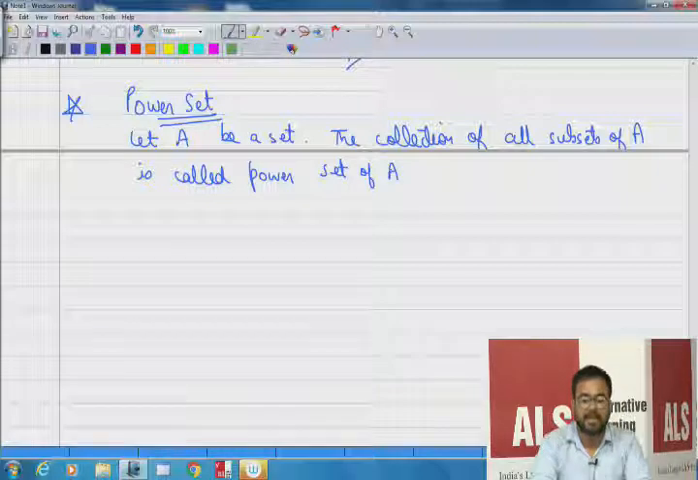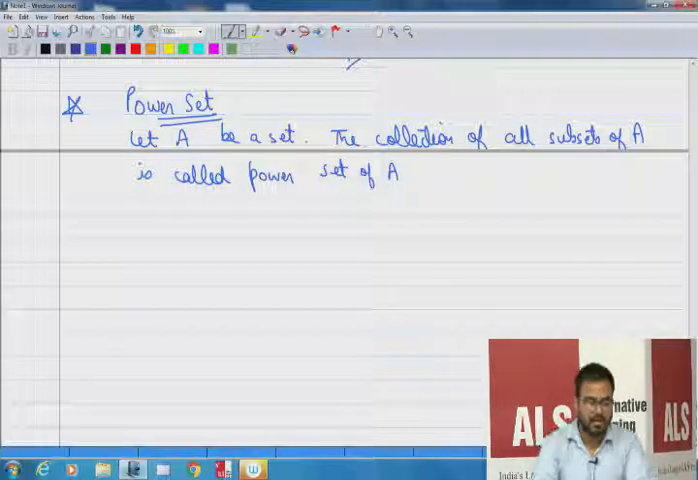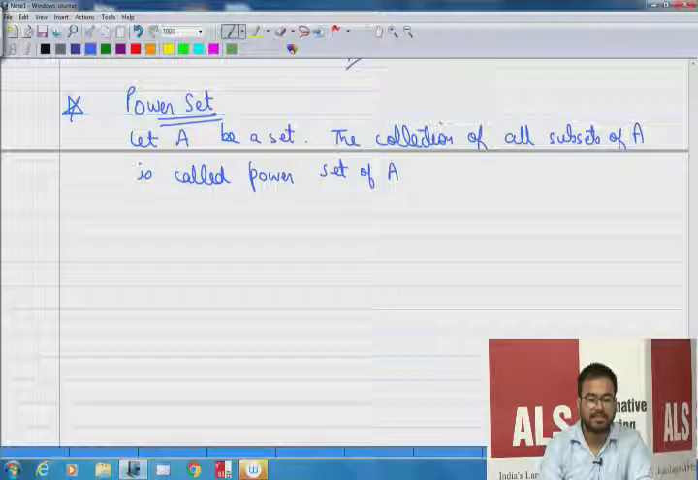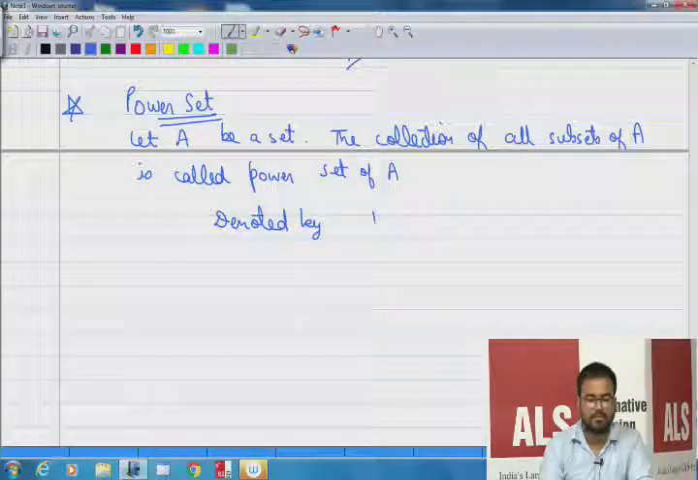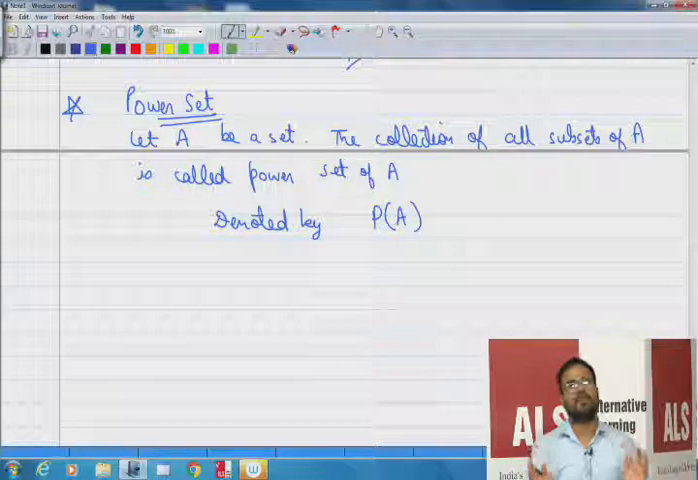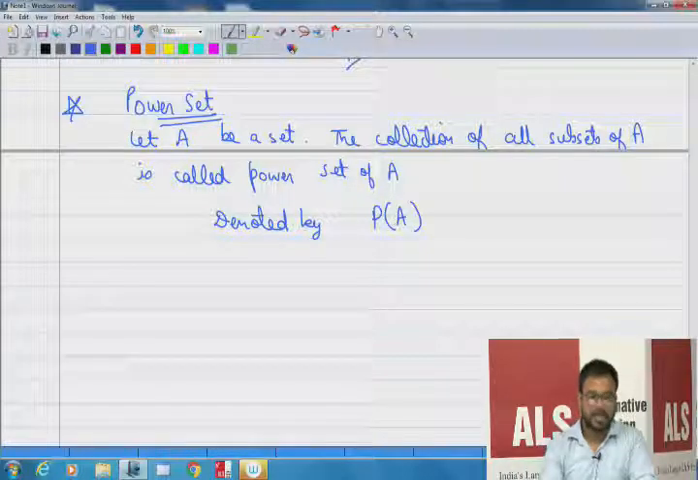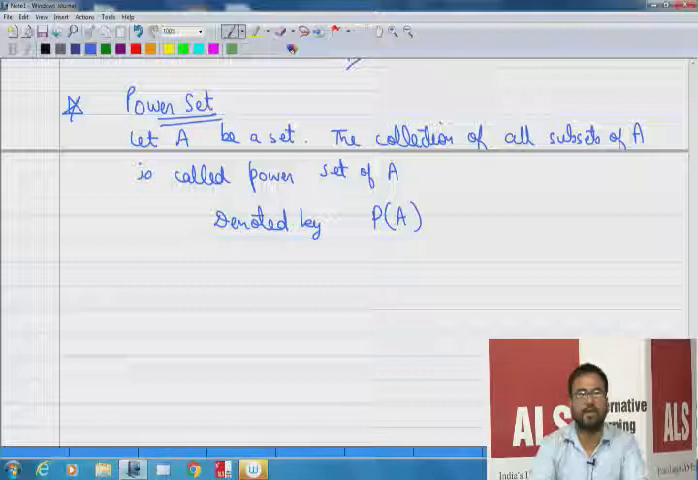It means the collection of all subsets of A. The collection of all the subsets of A is called the power set of A. It is denoted by P of A. So whatever is the number of subsets, the collection of all those subsets will be the power set of A. And you know that the empty set and the set itself are always subsets of any set.